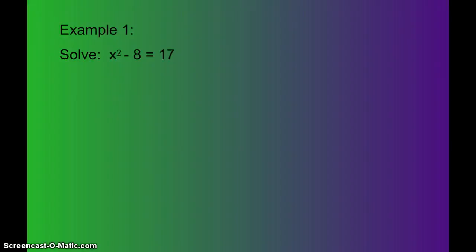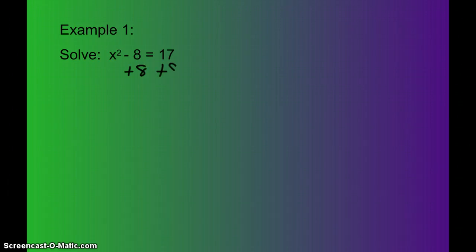Alright, our first example of the square root method is very straightforward. We have an equation like x squared minus 8 equals 17, and we're asked to solve that. We said when we're doing the square root method, we solve it just like a traditional equation. I solve for x squared just like I would solve for x.